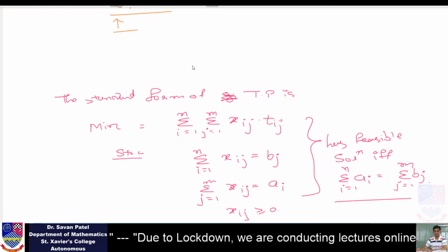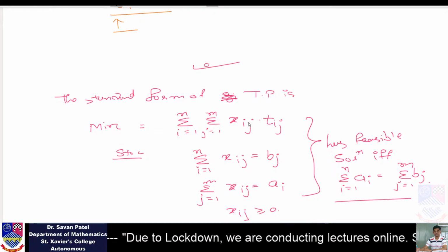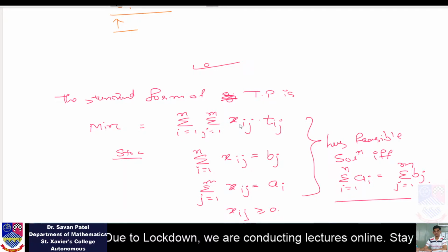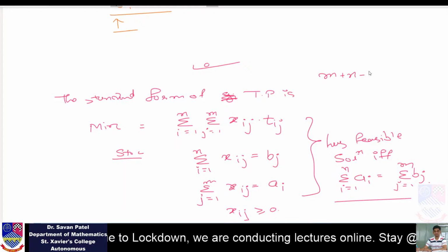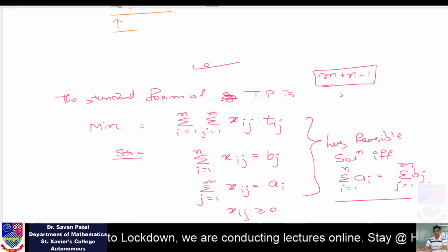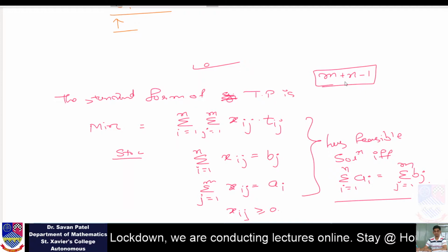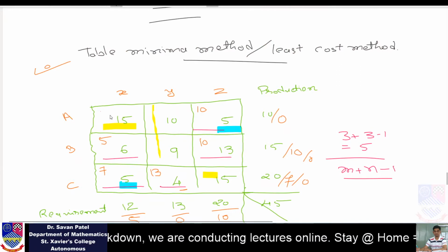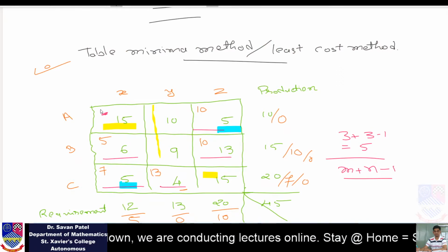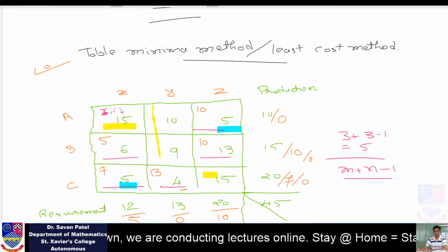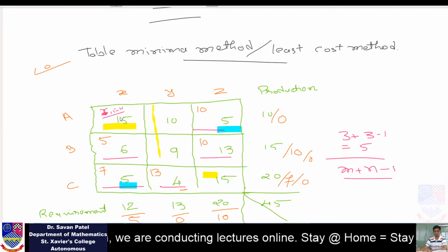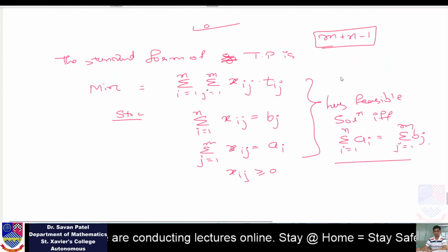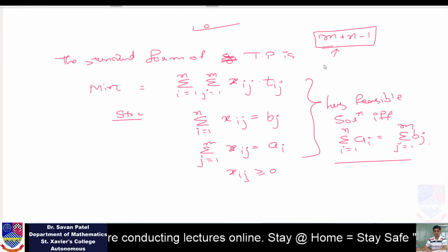Using this standard form, in the next lecture we will see that actually the basis has m plus n minus 1 elements. Basic variables are these, means the variables which are non-zero are these. See here, x11 is there, but x11's value is 0. So that's what I want to say: the non-zero variables in basis are actually at most m plus n minus 1. That will be in our upcoming lectures.